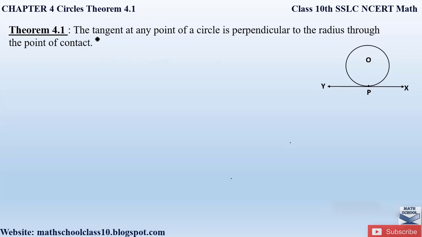According to the statement, the tangent at any point of a circle is perpendicular to the radius. So this tangent XY is always perpendicular to the radius. If we draw a radius, so this is the radius and let us name this OP. This radius is from the center of the circle to the point of contact. According to the statement, this radius will be perpendicular to the tangent. So here we have to prove that this radius is perpendicular.